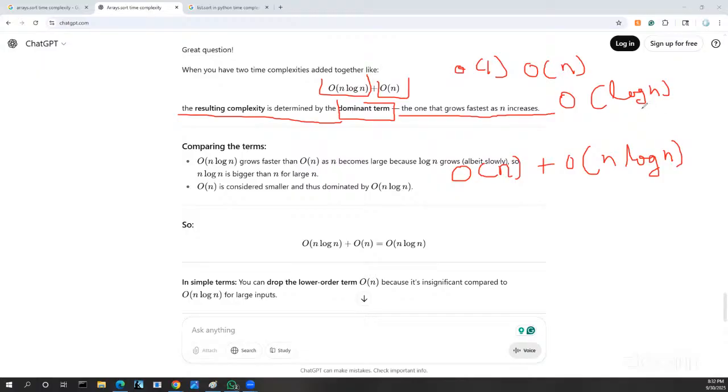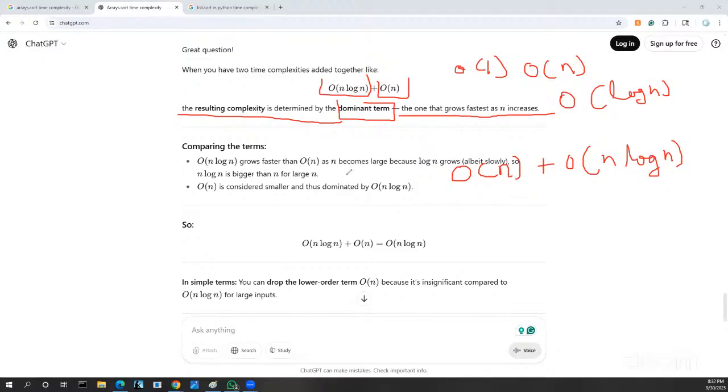Yeah, go ahead. Here we have O of n log n plus O of n. If we see O of n and O of n, they are the same, but here in the multiplication we have log n. So we are multiplying log n with O of n, which means O of n log n becomes greater than simple O of n. I think that's the intuition for getting the maximum complexity.